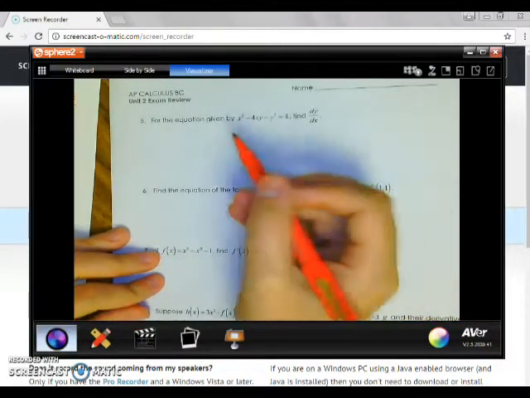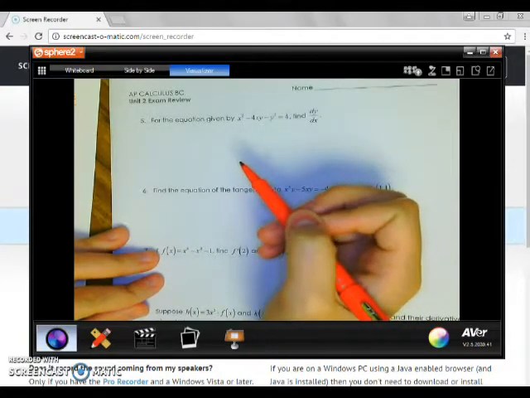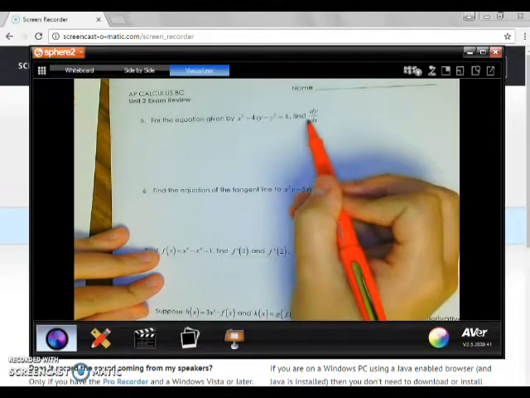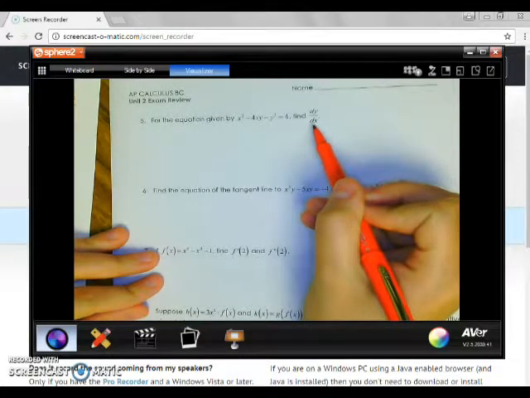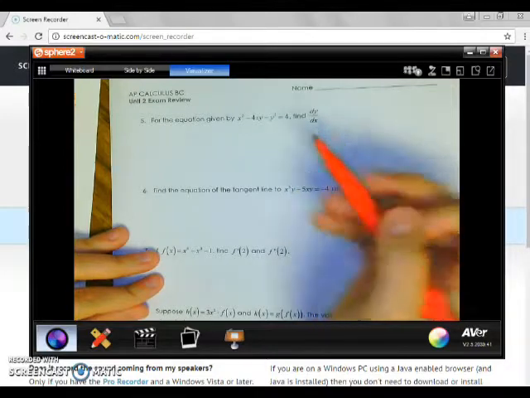So you derive it using regular old power rule, but the trick here is because we're trying to take our derivative with respect to x, anytime you take a derivative where x is not the variable, you need to slap on a dy dx.